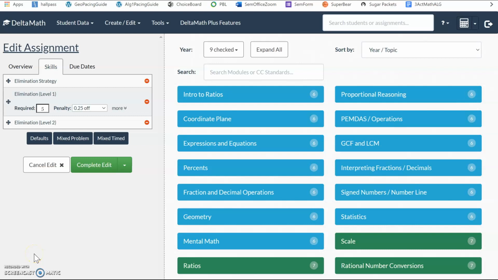Welcome to your 6.3 Solving by Elimination video. In this video, we're going to go over the Delta Math assignment for elimination. We've got 3 skills that we're going to practice here. Let's go ahead and take a look at each one.